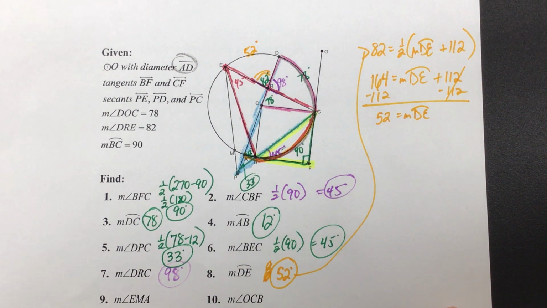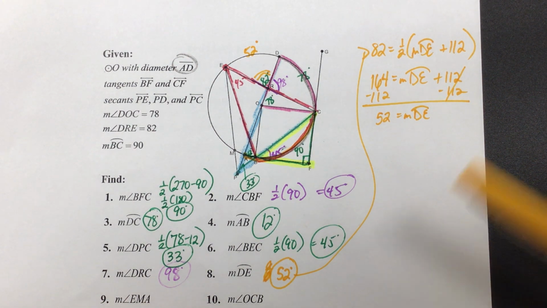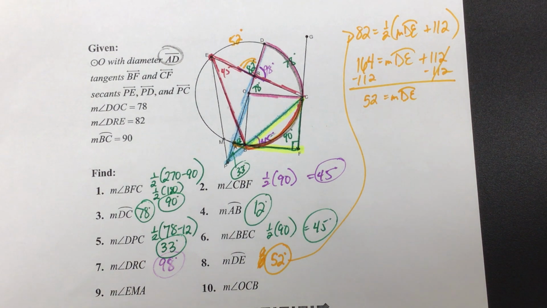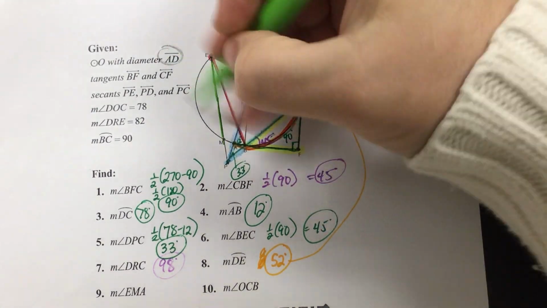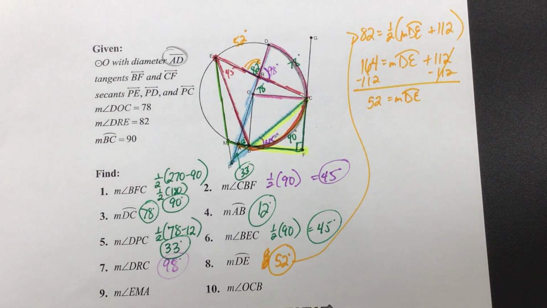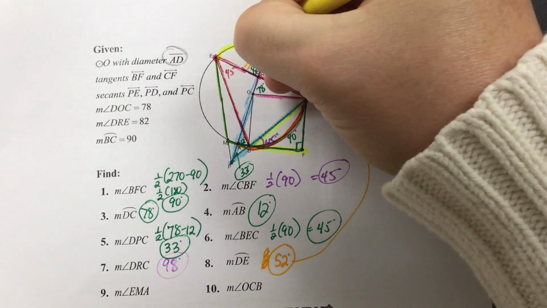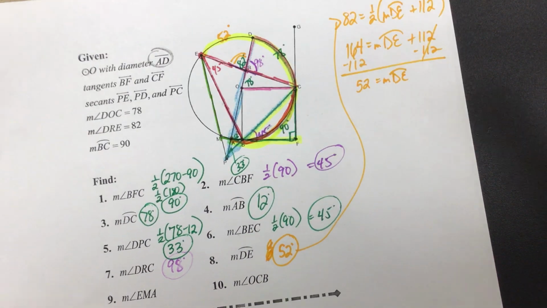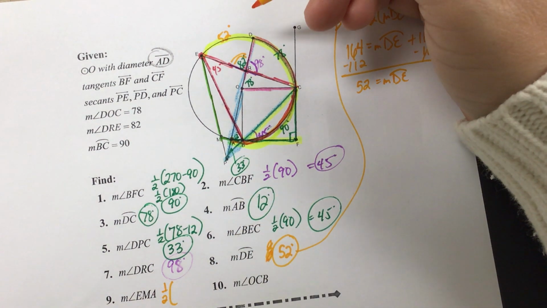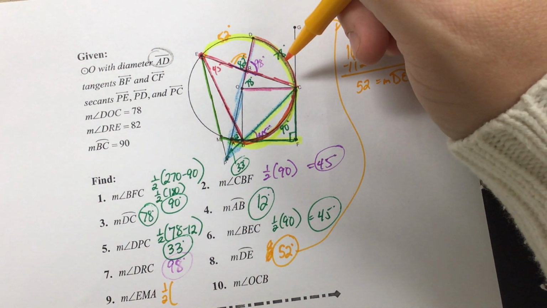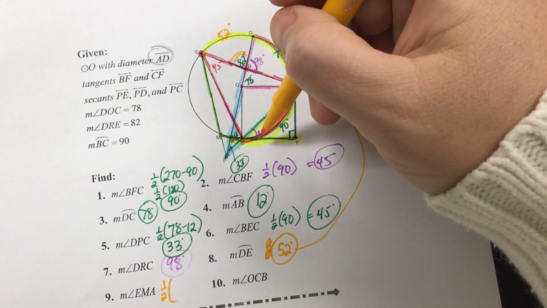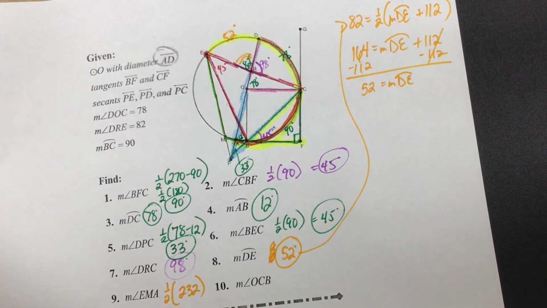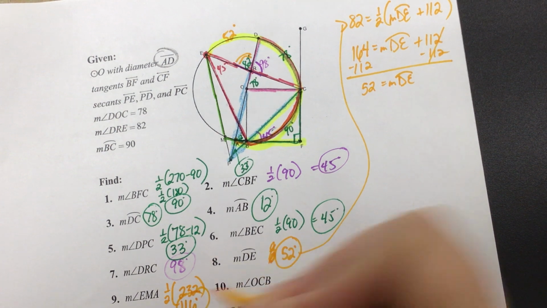Okay, we have two pieces left. So angle EMA. Let me grab a different color again. So again, EMA has a vertex on the circle, so it's half the intercepted arc. The arc has to go from E the long way all the way around to A. So it's half of the sum of those arcs. So I have to add 52 plus 78 plus 90, and then finally, I almost forgot, plus that little piece of 12. So when I add that together, that's 232, and half of 232 is 116 degrees.